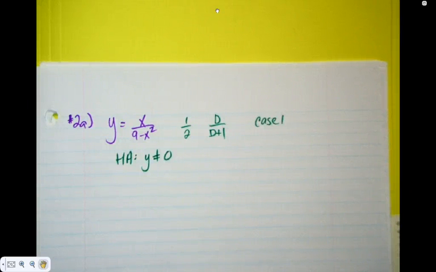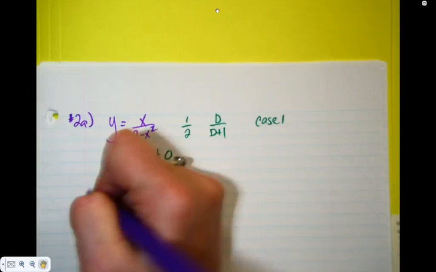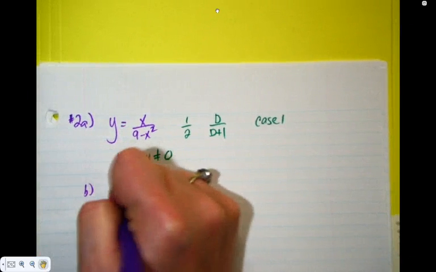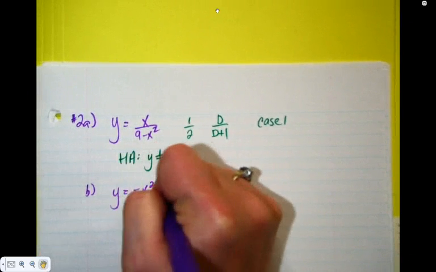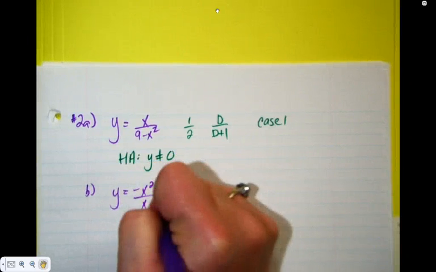No, because we've already done that. We've practiced that. We'll do that when we come back to graphing this afternoon. We're just practicing horizontal and oblique. Letter B, y equals negative x squared plus 5 over x minus 2.